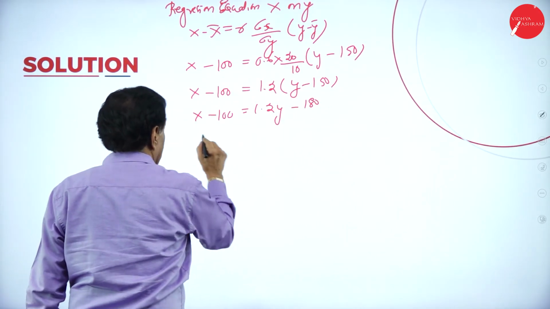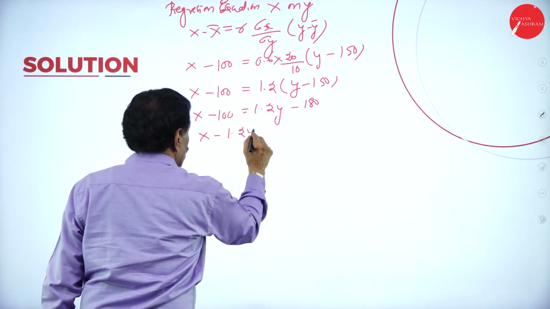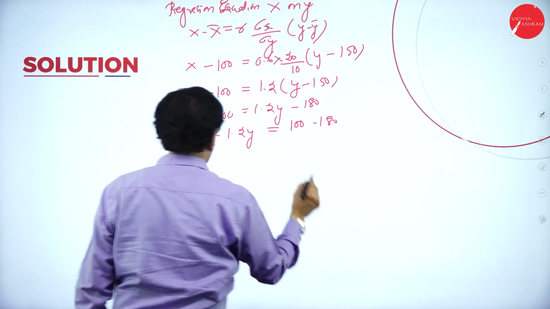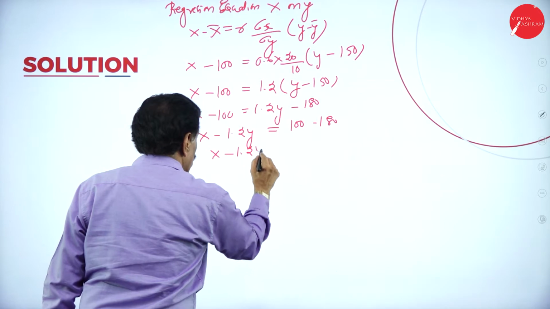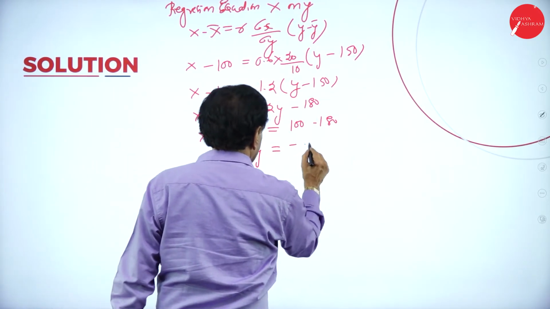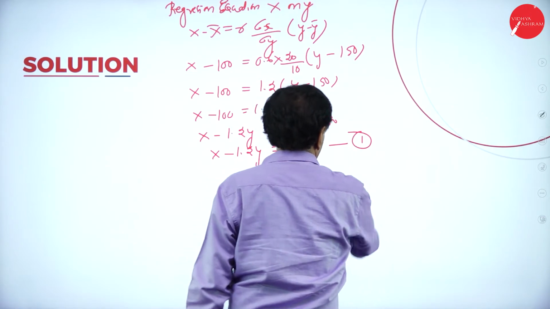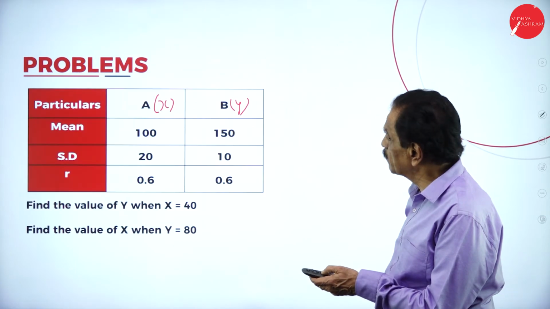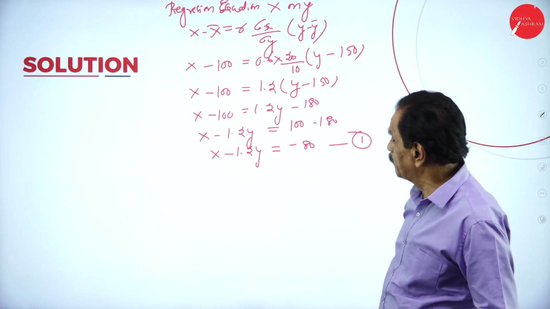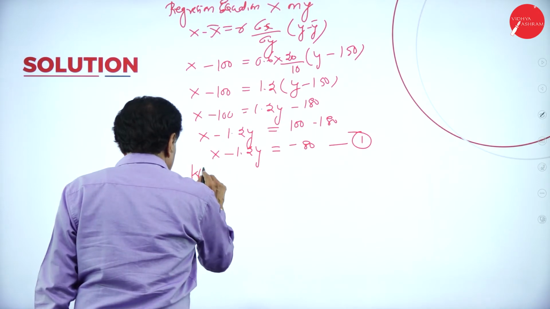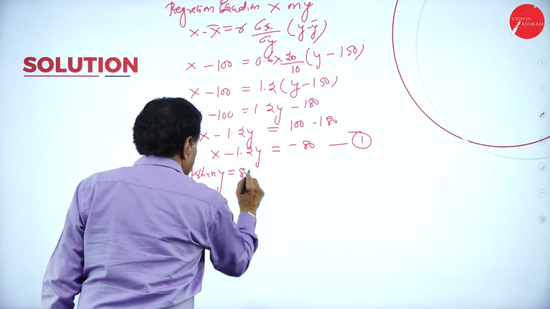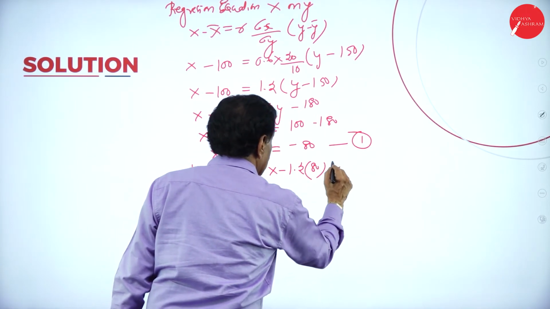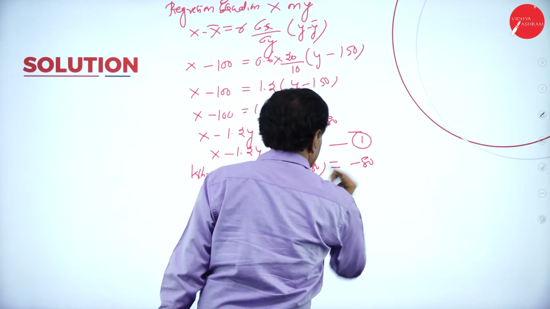You take the y this side: x minus 1.2y. You take the 100: 100 minus 180. X minus 1.2y equals 100 minus 180, which is minus 80. Equation number 1. Apply: what's the value of x when y is equal to 80? Application: x minus 1.2 into 80 is equal to minus 80.